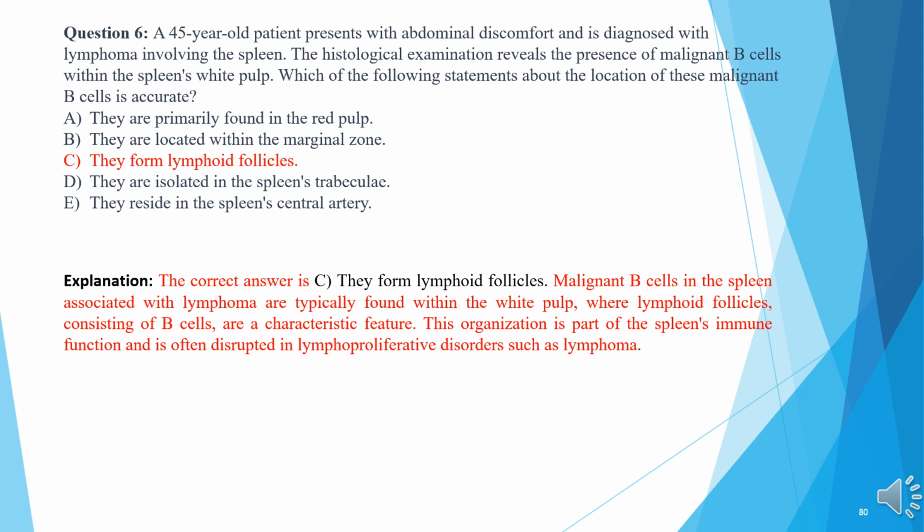Malignant B cells in the spleen associated with lymphoma are typically found within the white pulp, where lymphoid follicles, consisting of B cells, are a characteristic feature. This organization is part of the spleen's immune function and is often disrupted in lymphoproliferative disorders such as lymphoma.